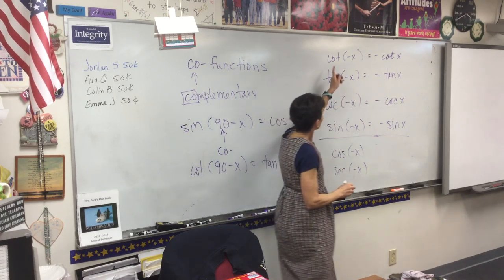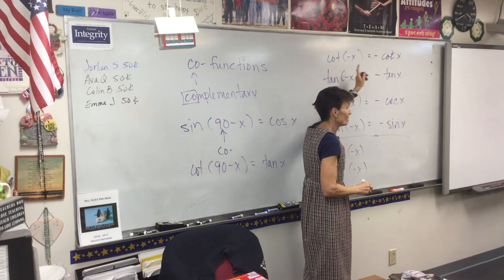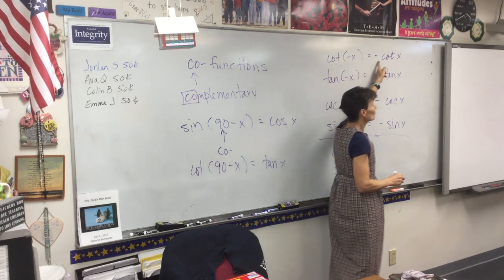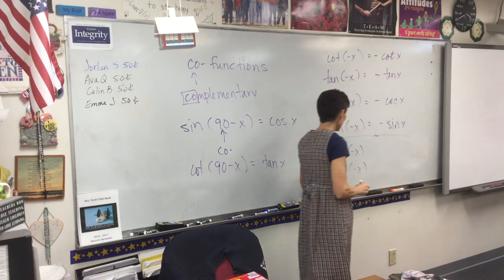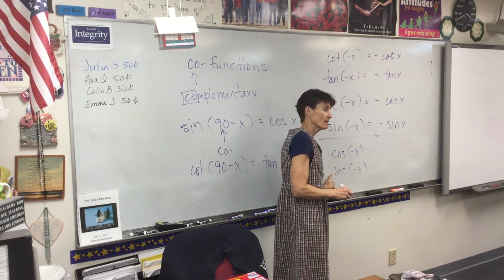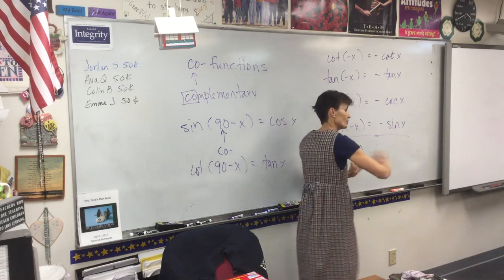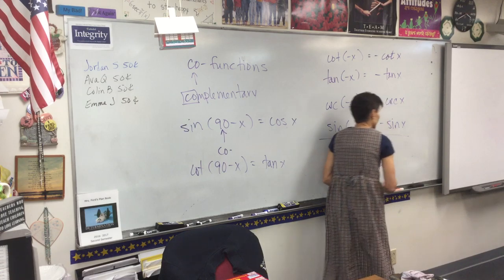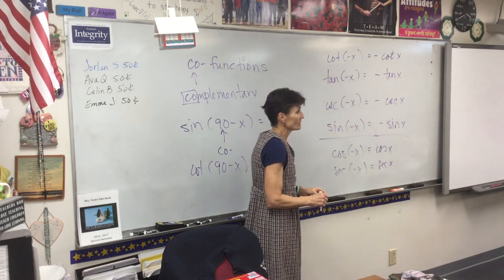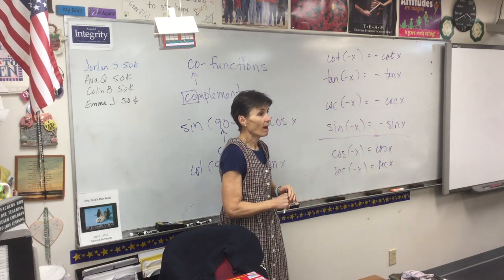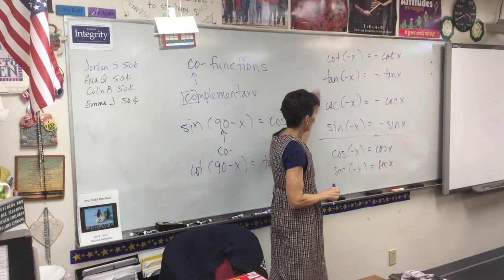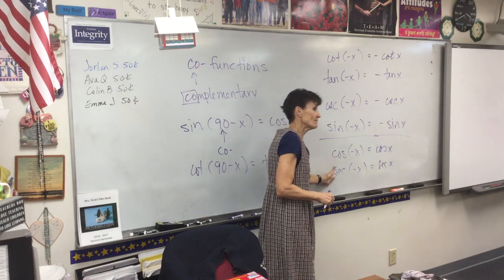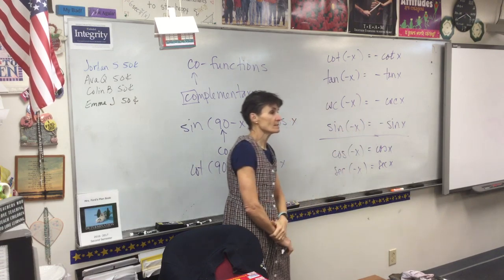So when you have a function and a negative x, you pull the negative out unless it's a cosine or a secant. If it's a cosine or a secant, you drop it. So it's just cosine x and secant x. Way back a long time ago, we talked about even and odd functions. These are all odd functions, so the negative comes out. These are even functions, so the negative just disappears.